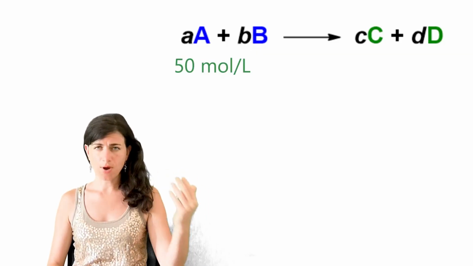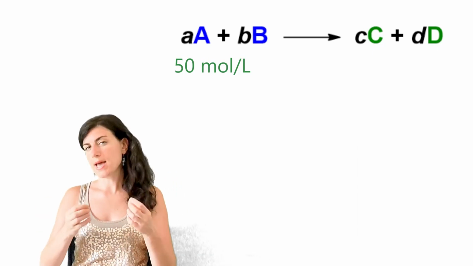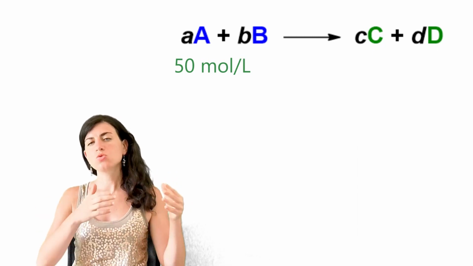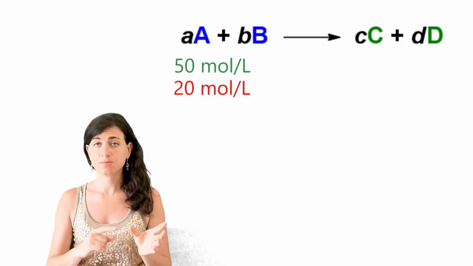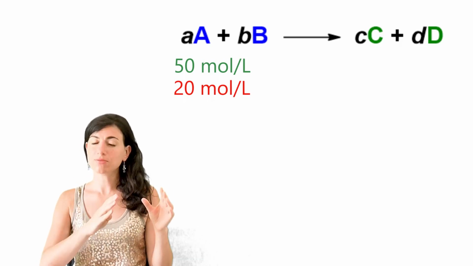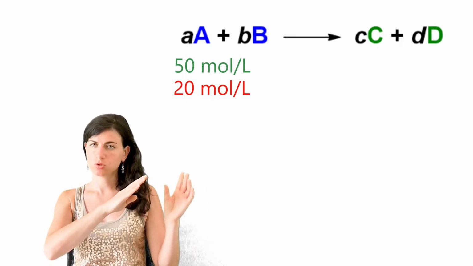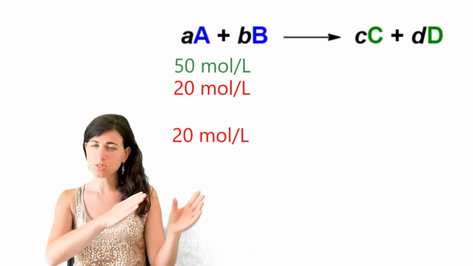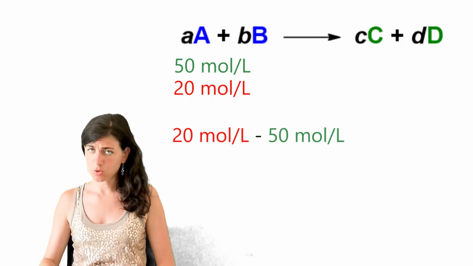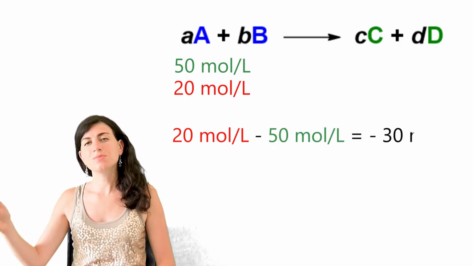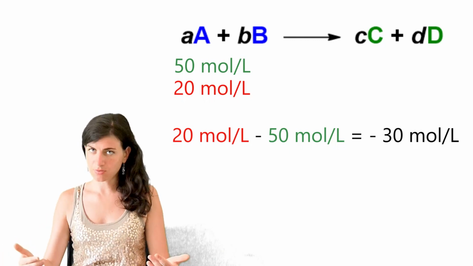Because if we are dealing with reagents, let's say that at the beginning of our reaction we have 50 mole over liter of our reagent. After reaction, what is left is 20 mole over liter. Now, if we have to calculate the rate based on these reagents, we will have to make the difference between 20, which is our last concentration, minus the concentration at the beginning, which is 50, and as you can see, it's minus 30, so it's a negative result.